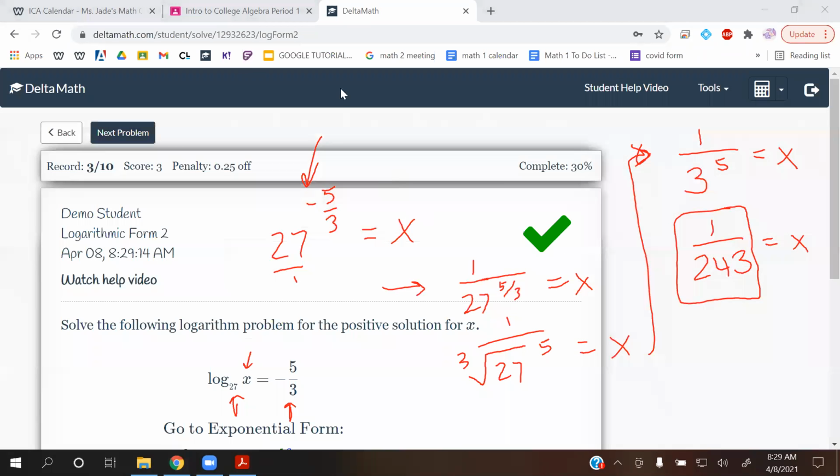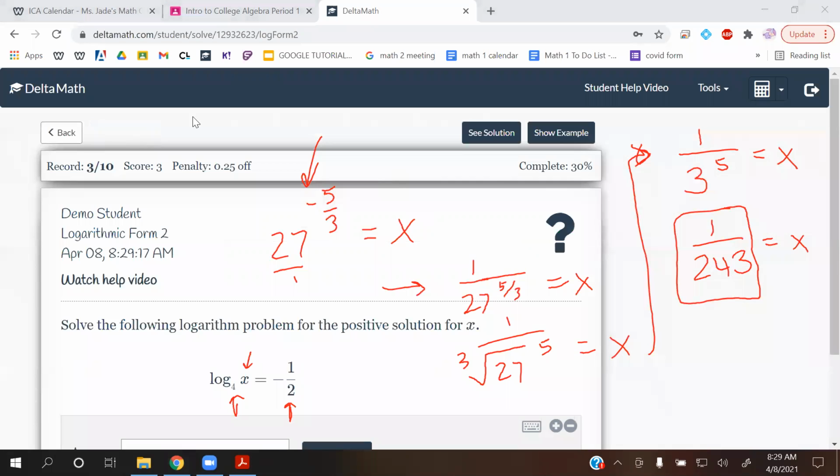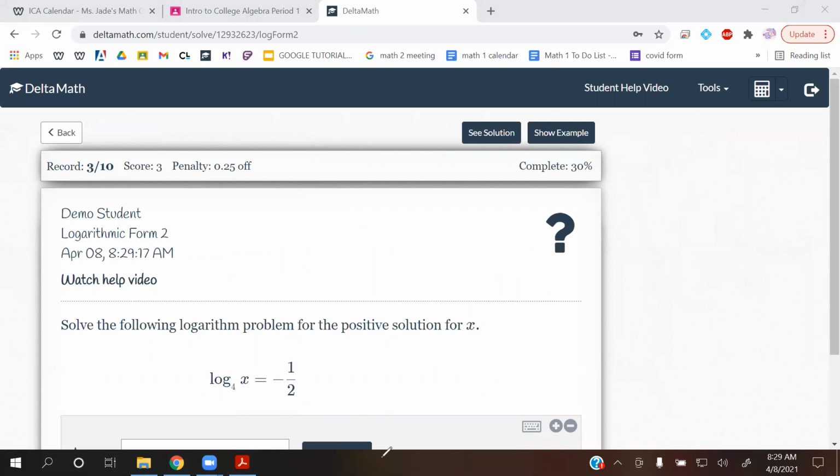Okay, let's do another one. Once again, if you don't need the other examples, that's totally fine. You can just be working on your own. But I'm doing examples for other people who may or may not need it.